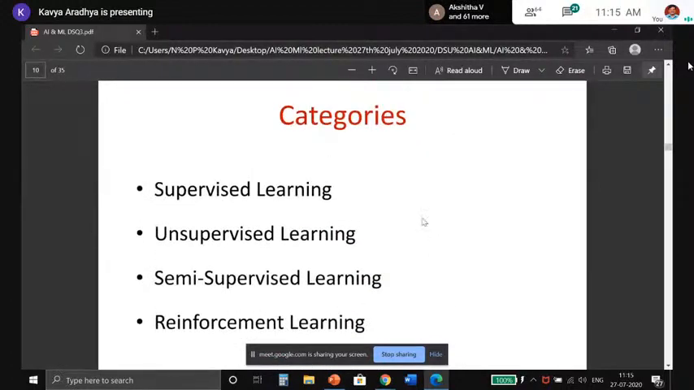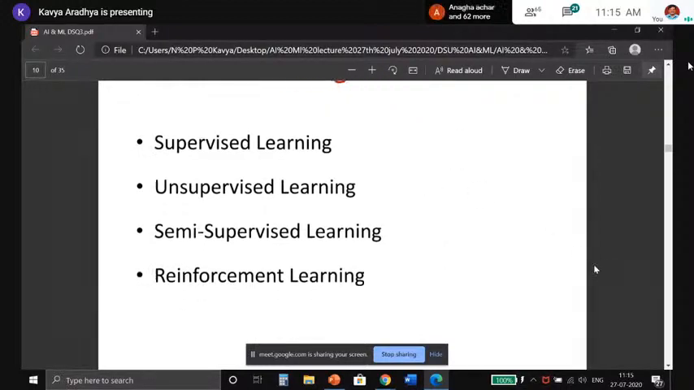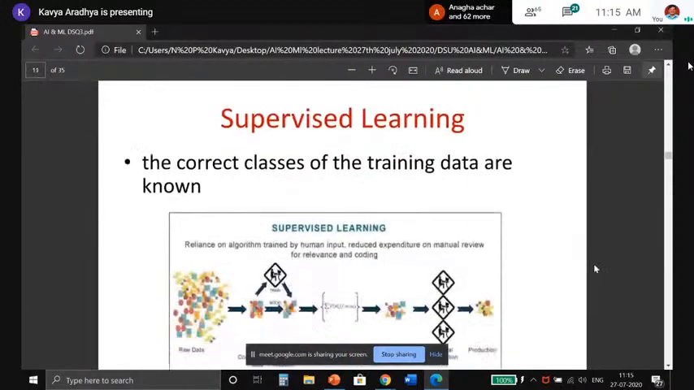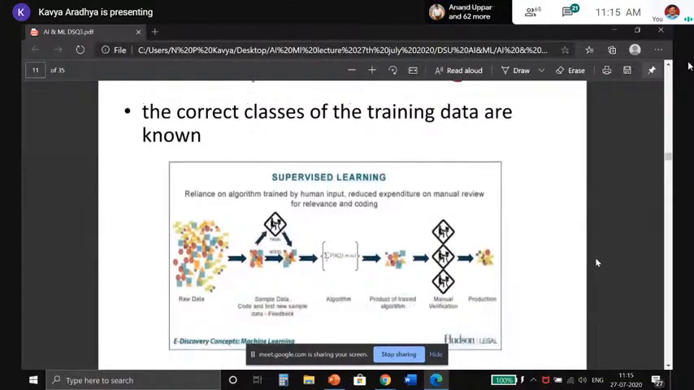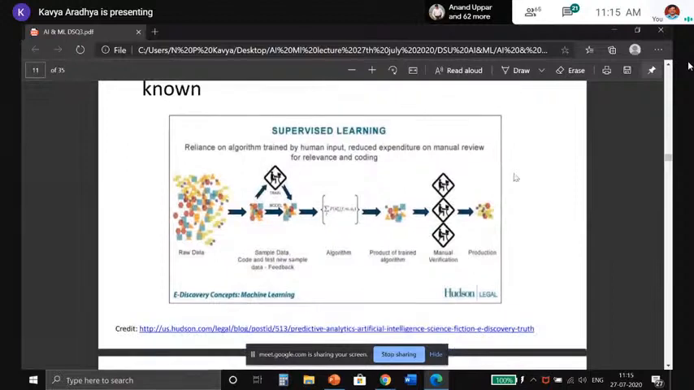Categories of machine learning. Okay, so this slide we have already covered: supervised, semi-supervised, reinforcement learning, and unsupervised learning. You can look here. In supervised learning, the correct classes of the training data are already known. So this is an example of supervised learning. You can see there is a sample data and an algorithm applied. If you want more details on this, it's available on this website.